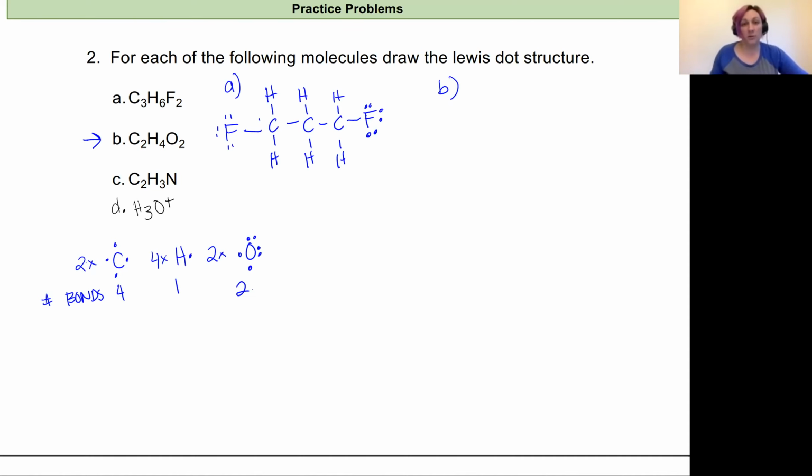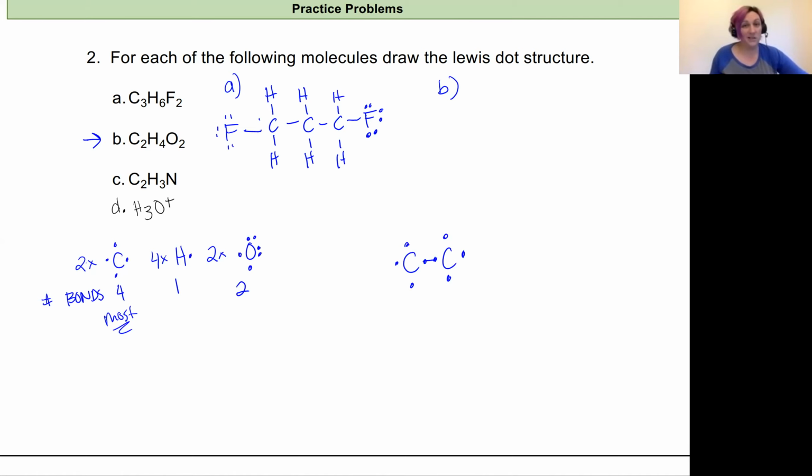So it'll form 2 bonds. All right, so with that, I'm going to go ahead and start building this structure. My carbon has the most bonds that it needs, so I'm going to put it in the middle. And I have 2 of them, so I'm just going to put them side by side. That creates a bond in between them, one single bond.